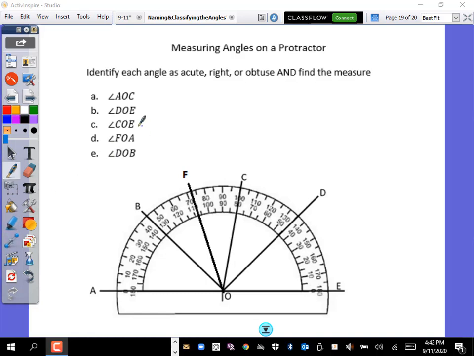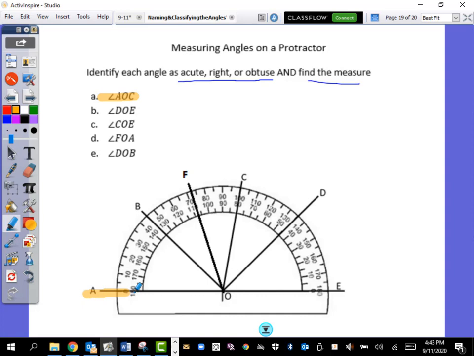Okay, class, so now we're going to talk about measuring angles on a protractor. What we need to do is identify each angle as an acute, right, or an obtuse, and find the measurement. So we're going to do the first one. The first one is angle AOC.